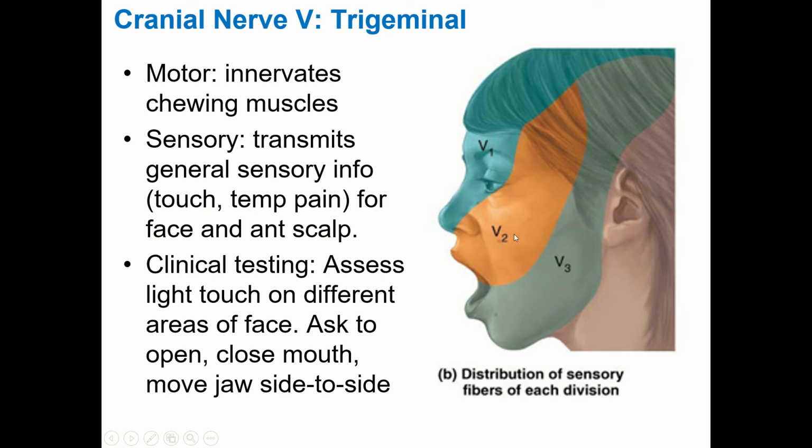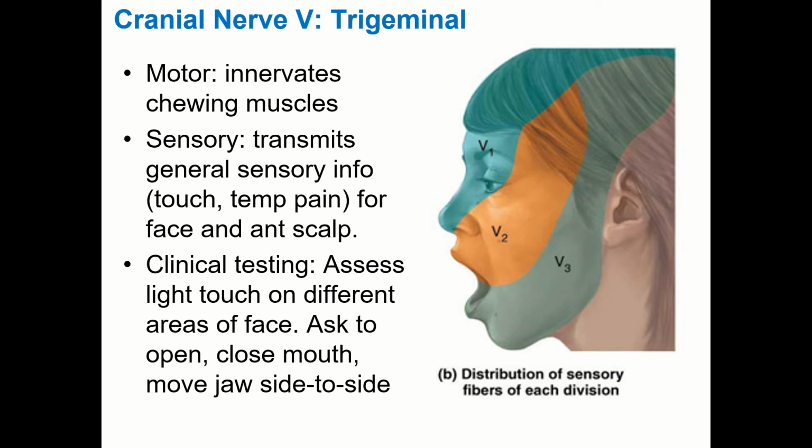And so the maxillary division here is going to be responsible for this part of the face. And then remember that your mandible is your lower jaw. The mandibular division provides sensory information all along the mandible, and then also up here onto the kind of parietal area of the skull. You can see there the type of sensory information: touch, pain, temperature, for the face and the anterior scalp.